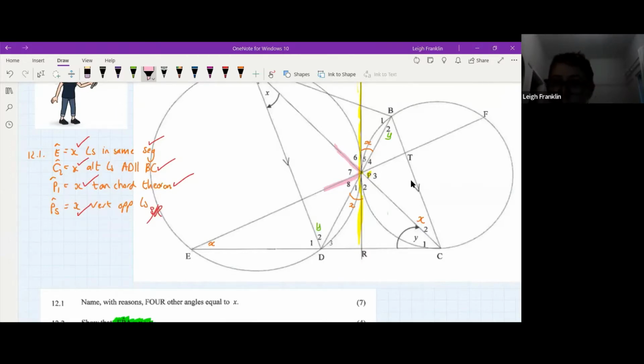P3, vertically opposite. Indeed, it's vertically opposite to P3. I quite agree with you. Sihawu says D1. Good, Sihawu. I like that. D1. Okay, so let's just write this down on the side. We've got P7, or EPA as they called it. It's equal to P3 because of vertically opposite angles. And P7 is also equal to D1, and the reason for that is angles in the same segment.